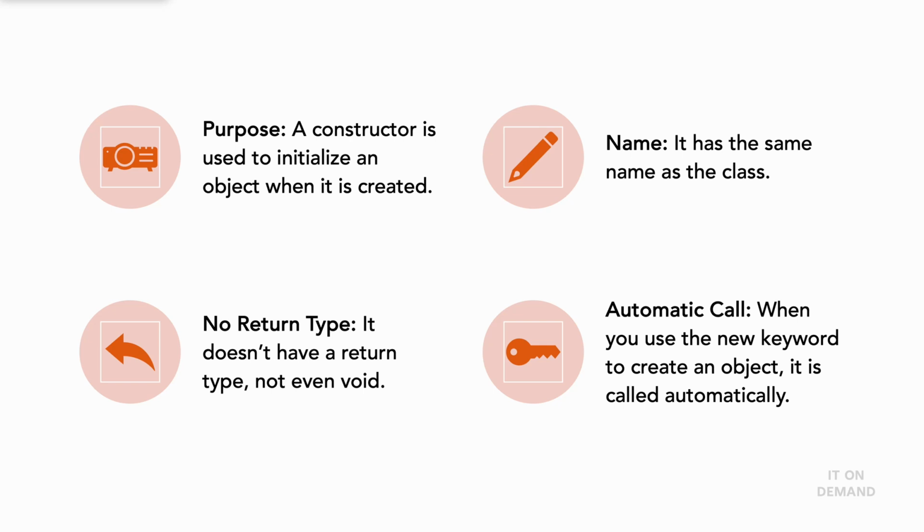Constructors do not have return types. They don't return any type, not even the void type. And that's something to take note of. When you use the new keyword to create an object, constructors are automatically called. So when we say new something, we're automatically calling constructors.